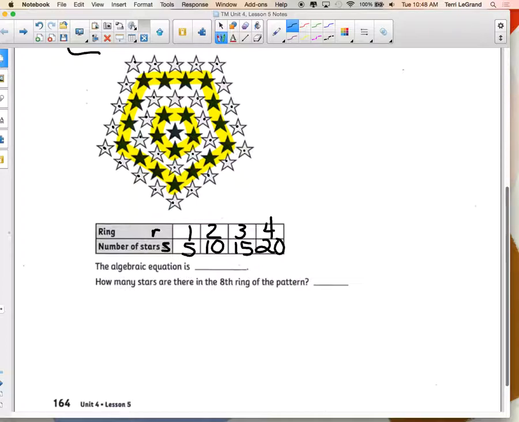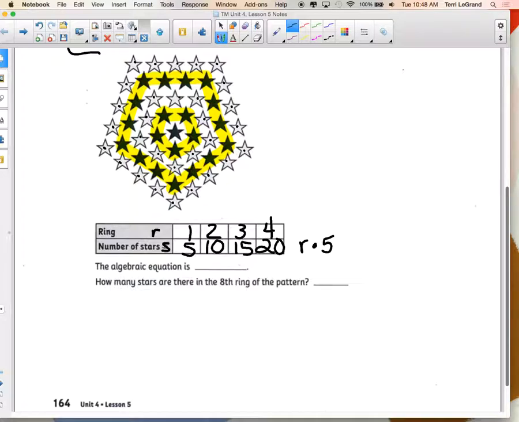If you take the ring number times 5, let's put that right here. If you take the ring number times 5, there's our algebraic expression that helps us get the number of stars. So they're asking us though for an algebraic equation. What did I say we have to include if we're going to make it into an equation?